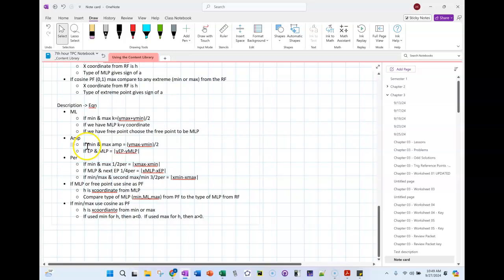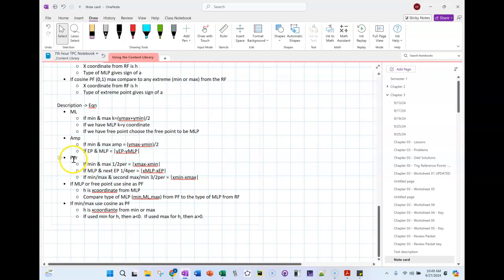If I'm looking for an amplitude, and I'm given a min and max, the amplitude is half the difference in the y coordinates. And if I'm given an extreme point, so a min or a max, and a midline point, the amplitude is just the absolute value of the difference between that extreme point's y and the midline point's y.